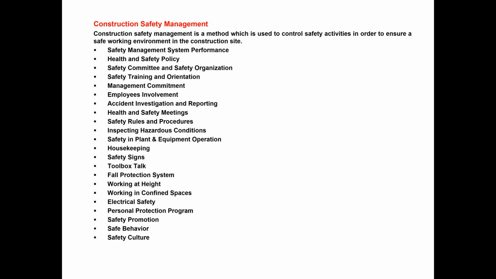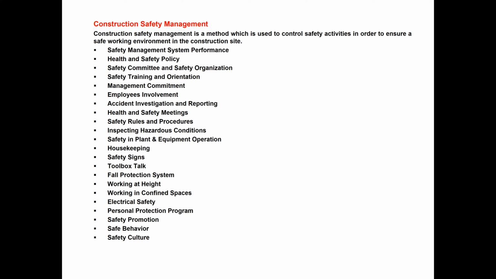And then there should be a toolbox talk among the workers. So they should talk before starting their work and share their past experience with the other crew members: how we can do this work in a safe way, and how we can avoid any accident or incident or any near miss in this type of work. So they should have a short meeting and discuss the safe working procedures with their co-workers.